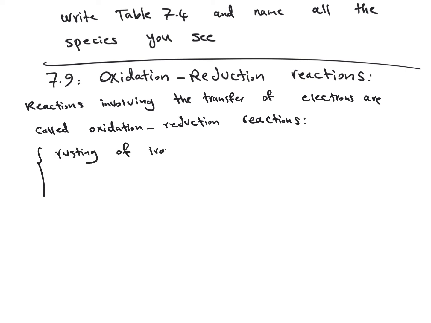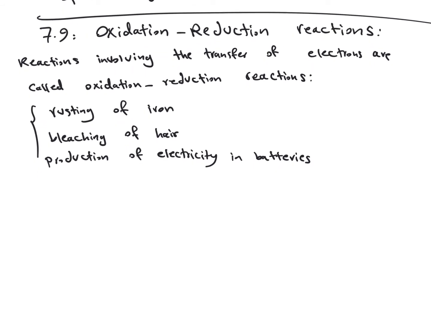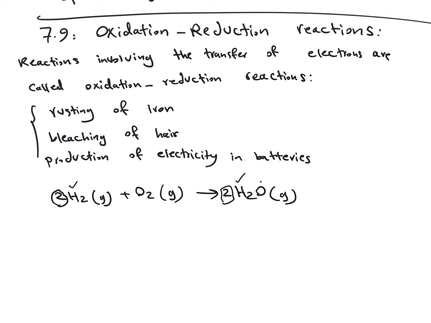And some examples are rusting of iron, bleaching of hair. So now you know that if you bleach your hair, there is some sort of chemical reaction happening, and that is oxidation reduction reaction. Or production of electricity in batteries. So for instance, if you have hydrogen plus oxygen gives water. And remember, balancing the equations, we make sure that the number of atoms on left side of the equation equals number of atoms on right side. So we have 4 hydrogen here, we have 2 oxygen, 2 oxygen. So the equation is balanced. So this reaction powers the space shuttle.